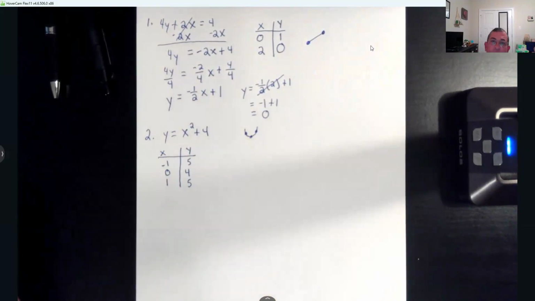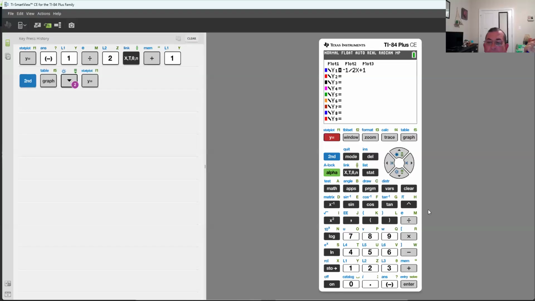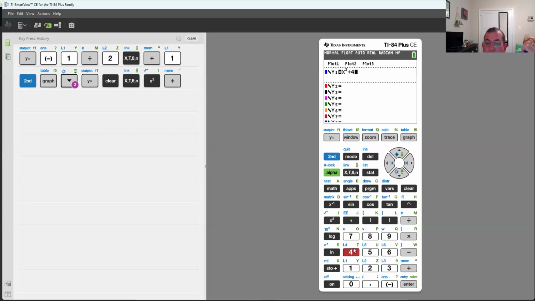And we can also do this one on the calculator. So let's go to the calculator first. So I'm going to go to y equals, clear off my old graph, and I'll put in my x squared plus 4. All right, so we can go look at that table by hitting second graph.